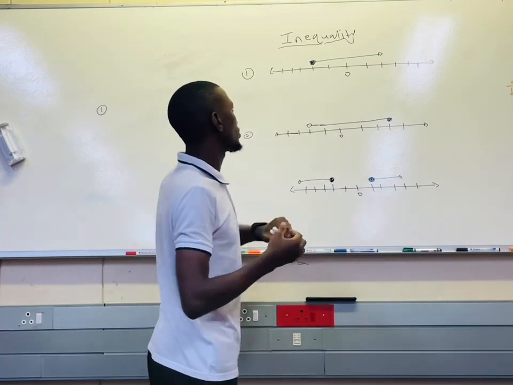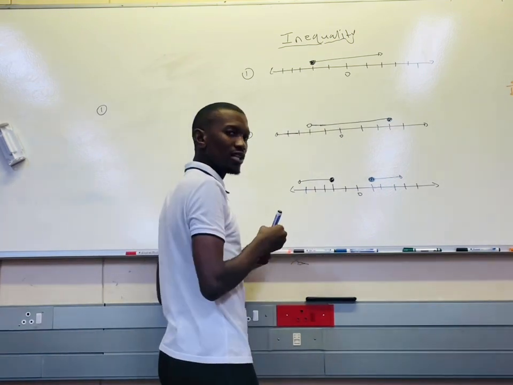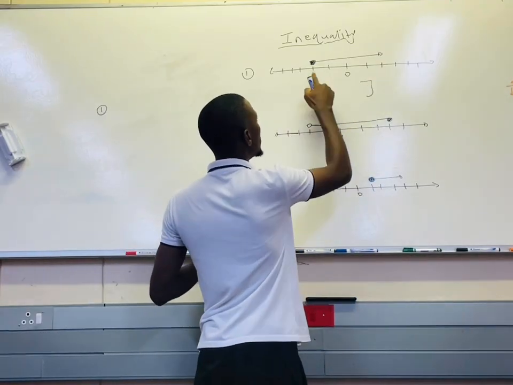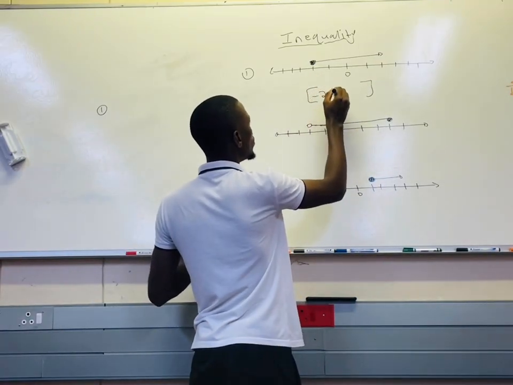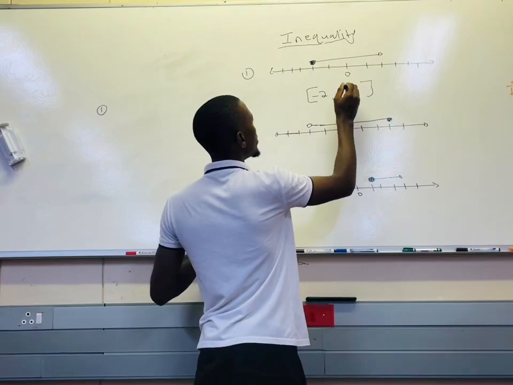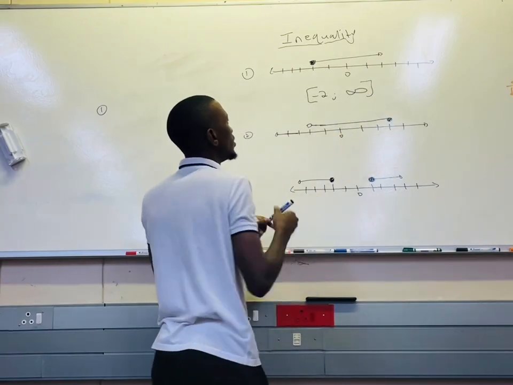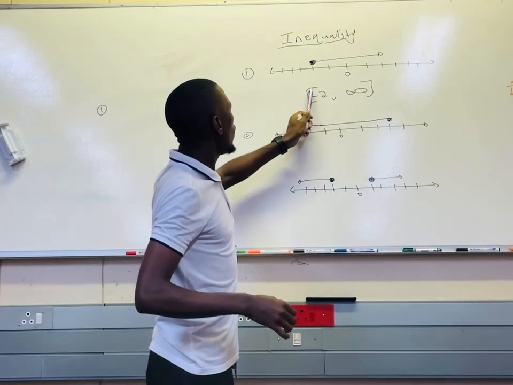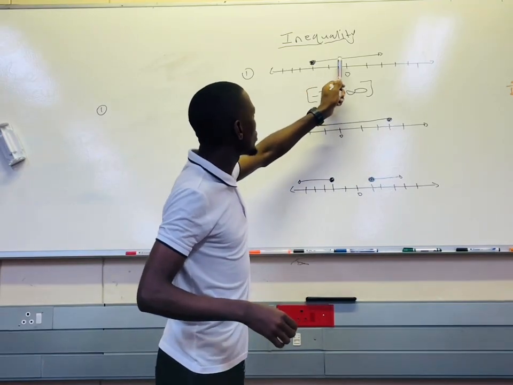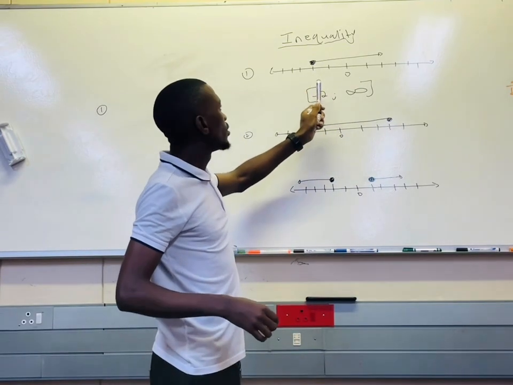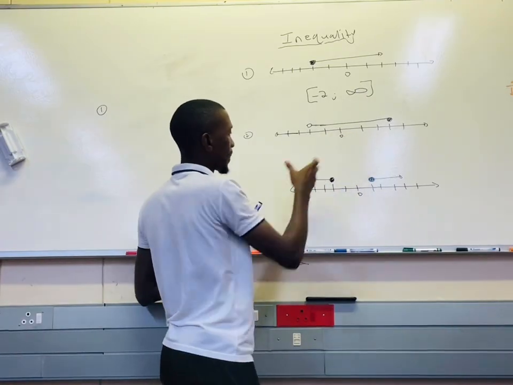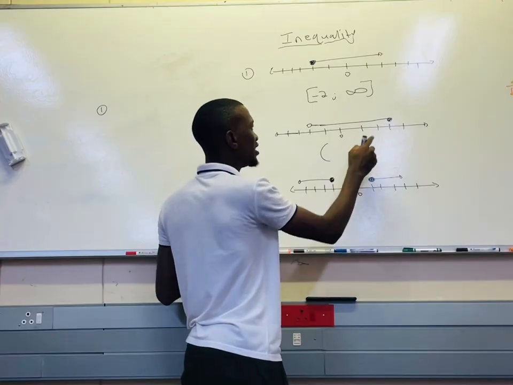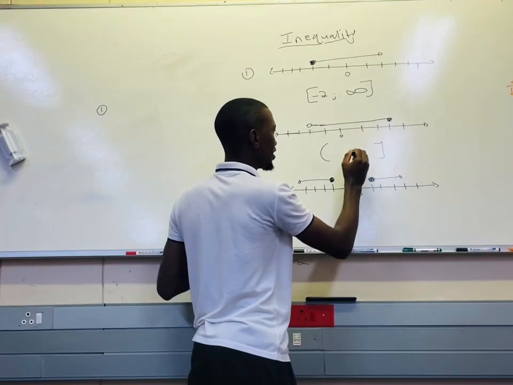So how am I going to do this guy? Since it's included, what kind of brackets must I use? The square bracket. So I'm going to use this guy. So it's negative 2 and infinity. So negative 2 until positive infinity. So we include all the values that are greater than 2, including 2. This guy, since he's excluded, it's soft brackets. Since he's included, square brackets.